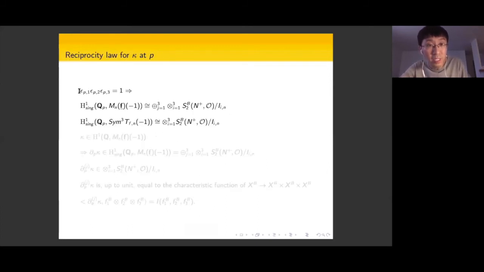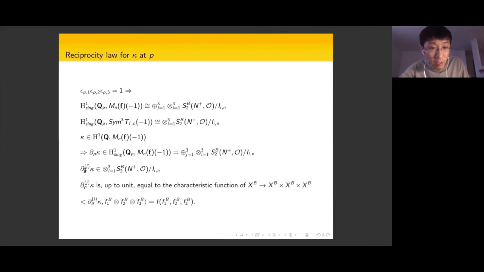As I explained, the condition that the product of epsilon equals 1 allows you to descend this over Q_p. And you can then take this kappa and take a singular quotient. And since we have this isomorphism, we can realize this singular quotient as an element in 3 copies of the triple tensor product of quaternionic modular forms. And I will denote by this upper J the projection to the J-th copy of the space of quaternionic modular forms.